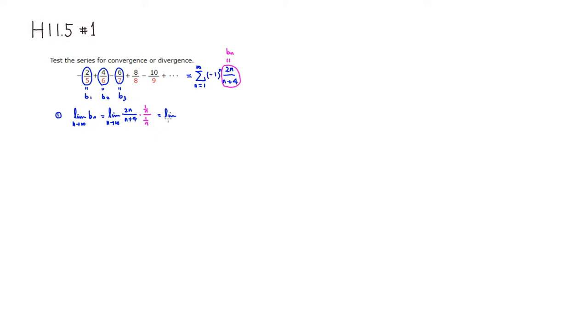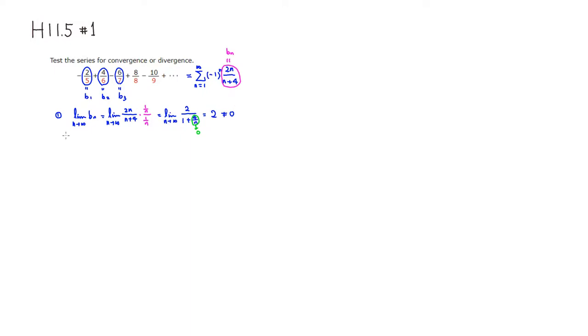So we have the limit as n approaches infinity. 2n divided by n is 2, because the n's cancel out. n divided by n is 1, and 4 divided by n is 4 over n. As n approaches infinity, we know that 4 over n approaches 0. Therefore this approaches 2 over 1, which is 2. So this is not equal to 0.